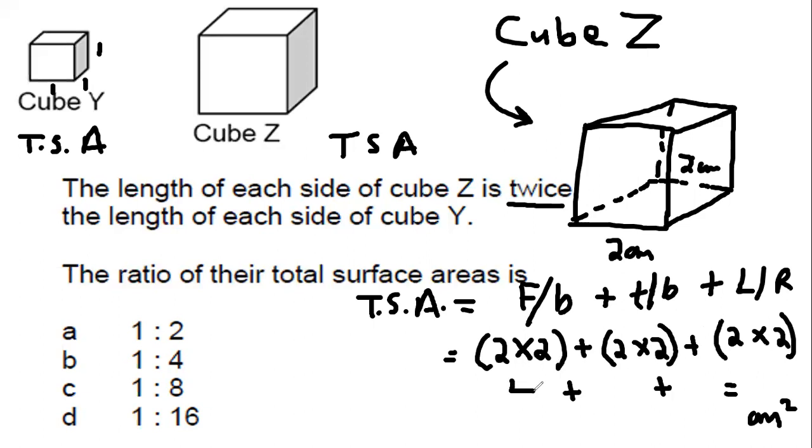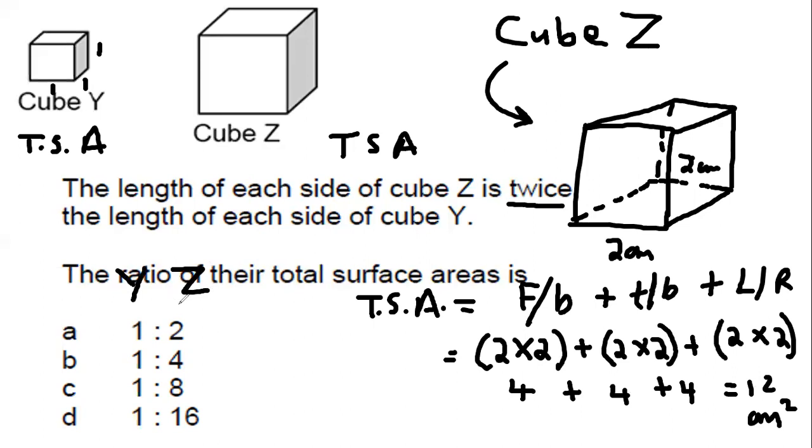I want to know what 2 2s is. 4, 4, and 4. So what do we get? We get 12. So the total surface area for cube Z is 12. So this ratio must be from cube Y to cube Z.